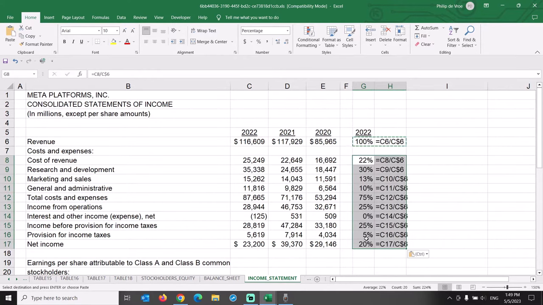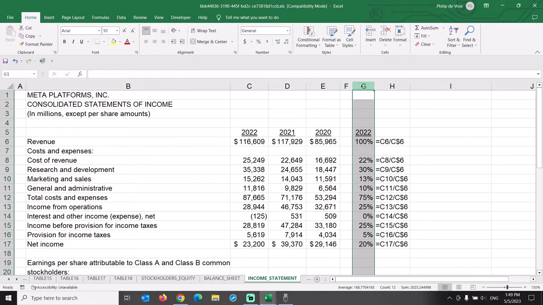We have now expressed each line item in the income statement as a percentage of revenue, with a minimal amount of typing, as we have used C$6 as a reference to the revenue that we divide with. We are now looking at a common size income statement, which is an income statement where each line item is expressed as a percentage of the base figure of revenue.